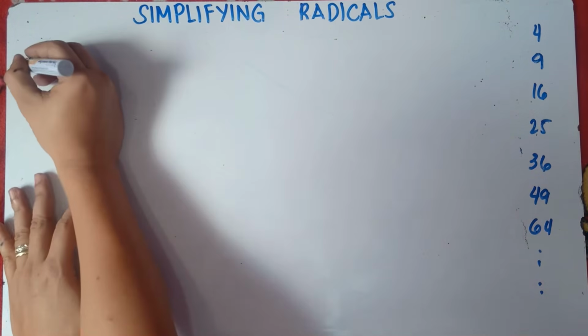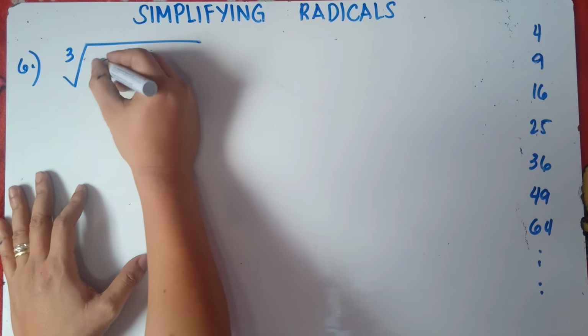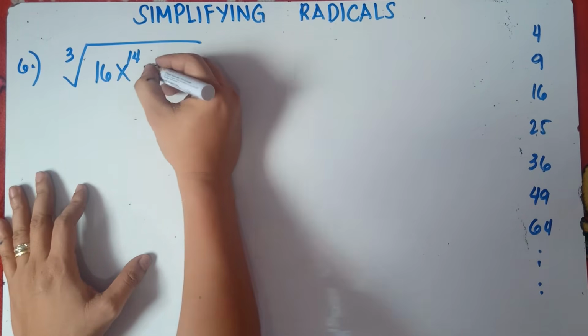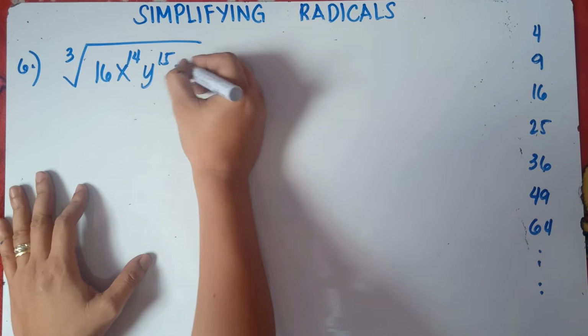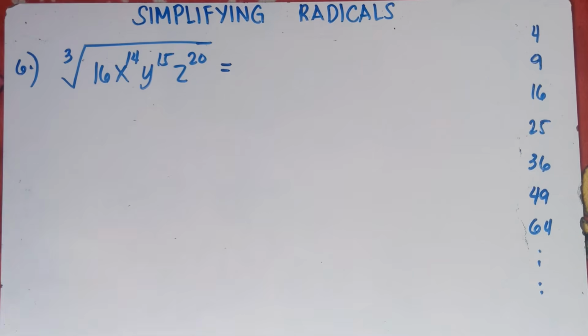Alright, example number 6. We have the cube root of 16, x raised to the power of 14, y raised to the power of 15, then z raised to the power of 20. Is 16 a perfect cube? Nope, 16 is not a perfect cube. What are those perfect cubes, class?